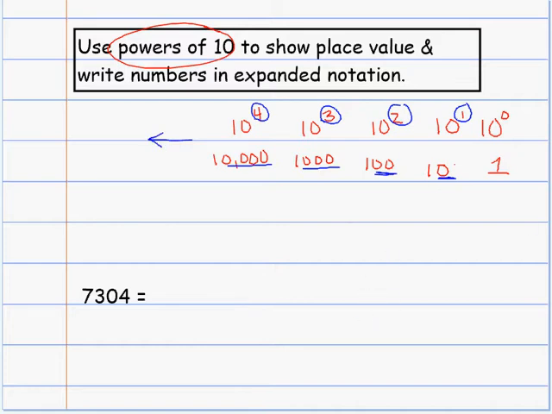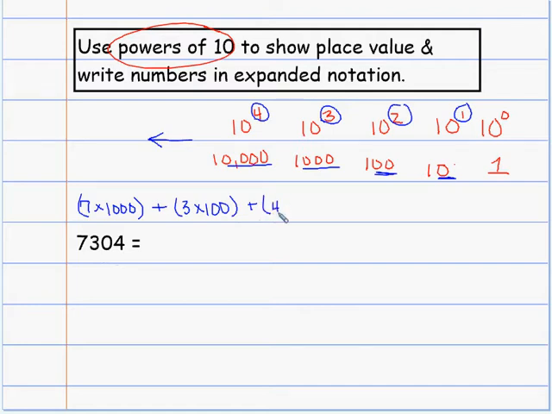Okay, so we can use that information to help us with place value. So if we want to write this in expanded notation, one way that you can do it is 7 times 1,000, because the 7 is in the thousands place, plus the 3 times 100, because the 3 is in the hundreds place. Then we don't put the 0 down, plus 4 times 1.